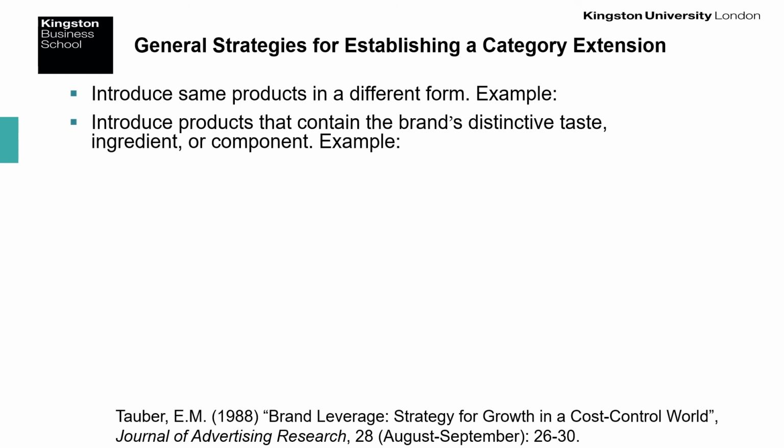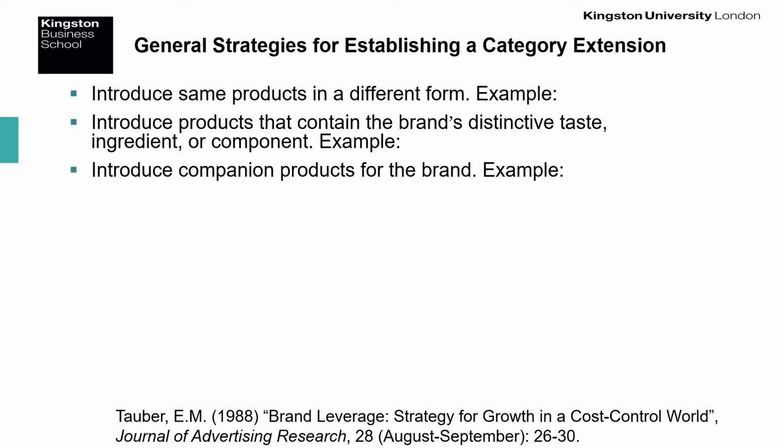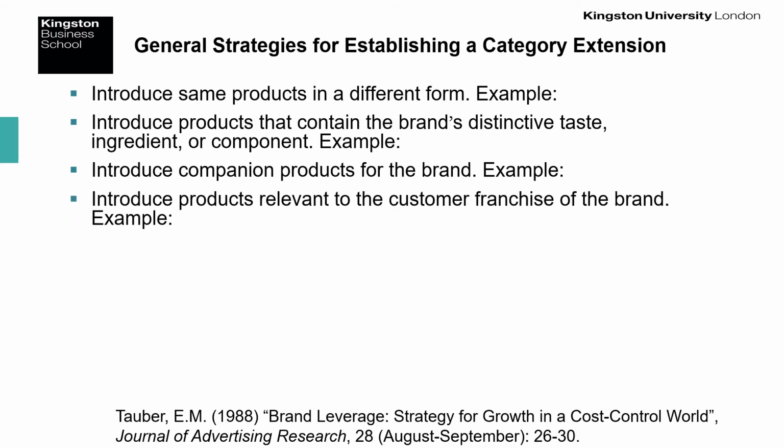Tauber's second strategy: introduce products using the parent brand name that contain the brand's distinctive taste or ingredient or component, but in a new product category. Again, can you think of an example? Tauber's third strategy for a category extension is to introduce companion products for the brand, things that sit alongside and might be complementary to the products that were originally marketed under the brand name. What examples can you think of there?